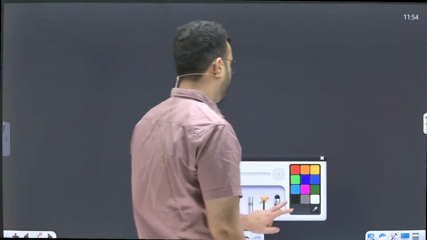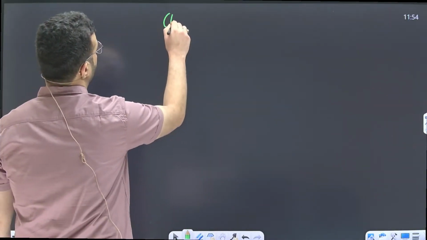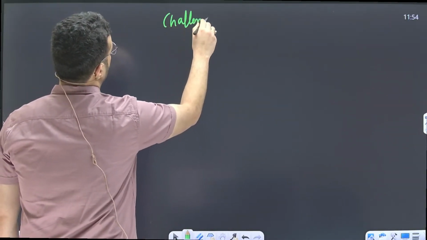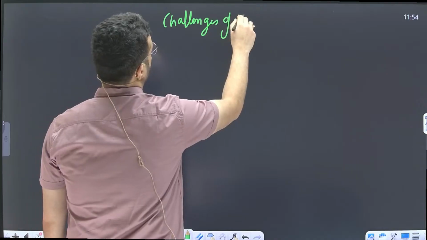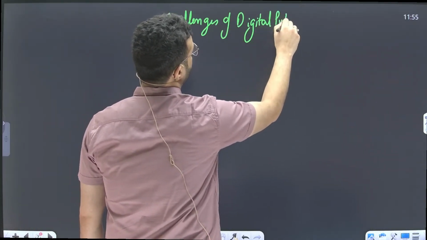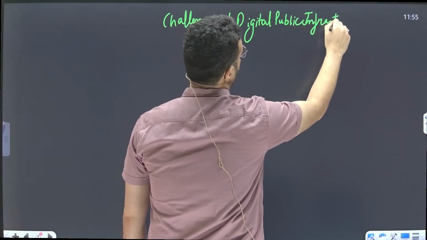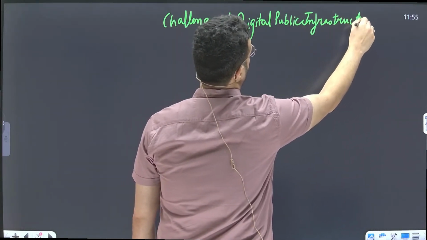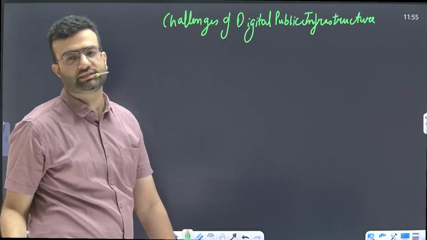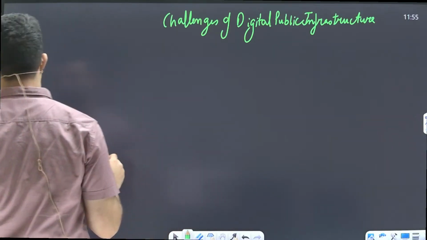Now let's move to the challenges of DPI. What are the challenges of digital public infrastructure? What are the challenges of digital public infrastructure?